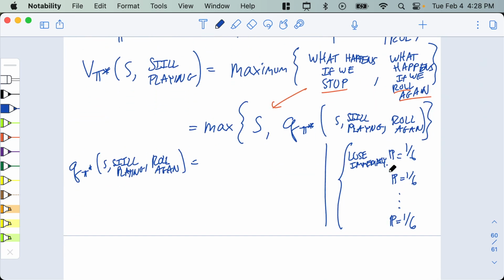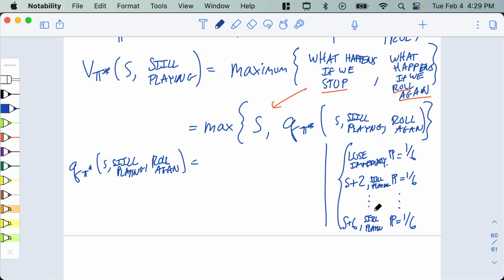Another thing that could happen, if you roll a 2, you were at s, you rolled a 2, now you're at state s plus 2. And I guess you're still playing, so s plus 2 comma still playing, if you want to be a completionist. So you're still alive, but now you're at s plus 2. You could also be at s plus 3 or s plus 4, all the way up to s plus 6. So there's sort of five ways that this can happen, still playing over here. Okay, so those are the 6 things that can happen to you.